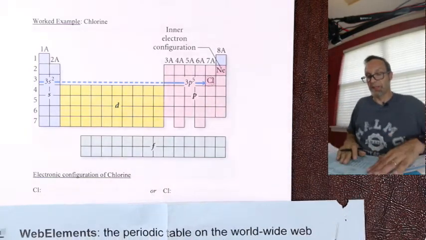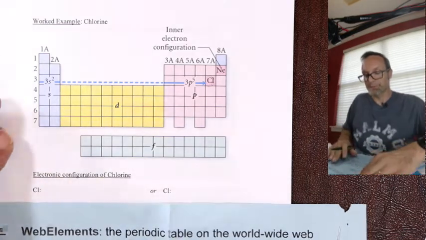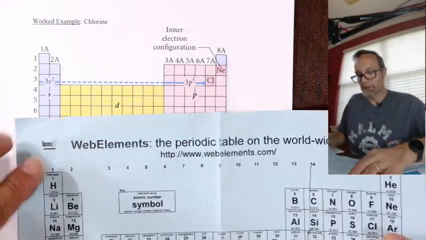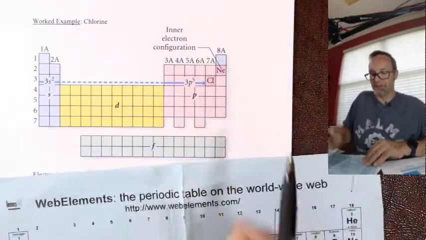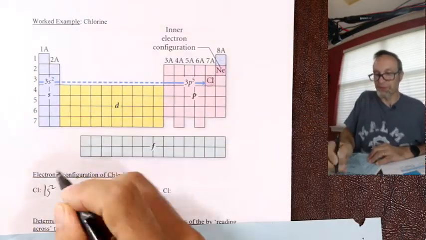So let's do it. So watch how I read across here, right? Okay. So 1s1, 1s2 gets us to helium. Let's write this down. 1s2.